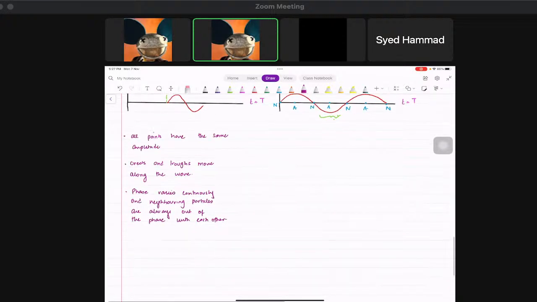Then frequency depends on V is equal to F lambda, and progressive waves can be formed at any frequency. That's very important. Okay?